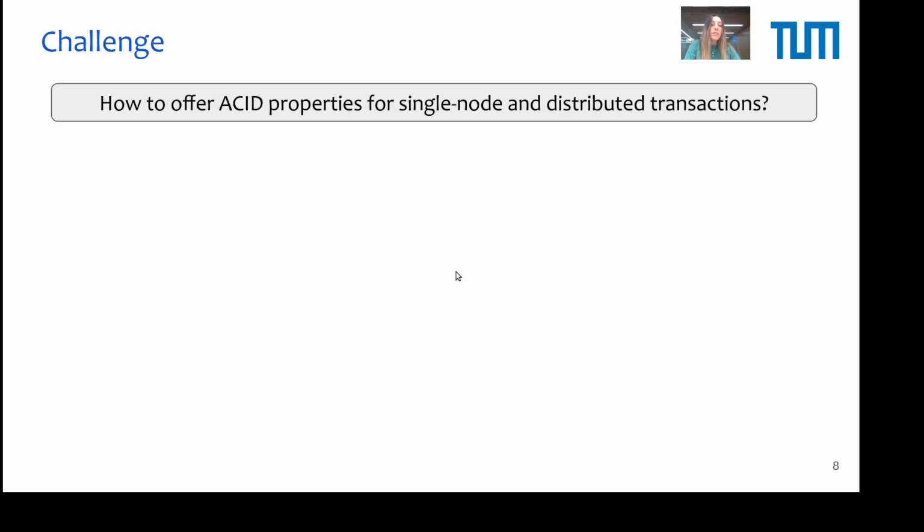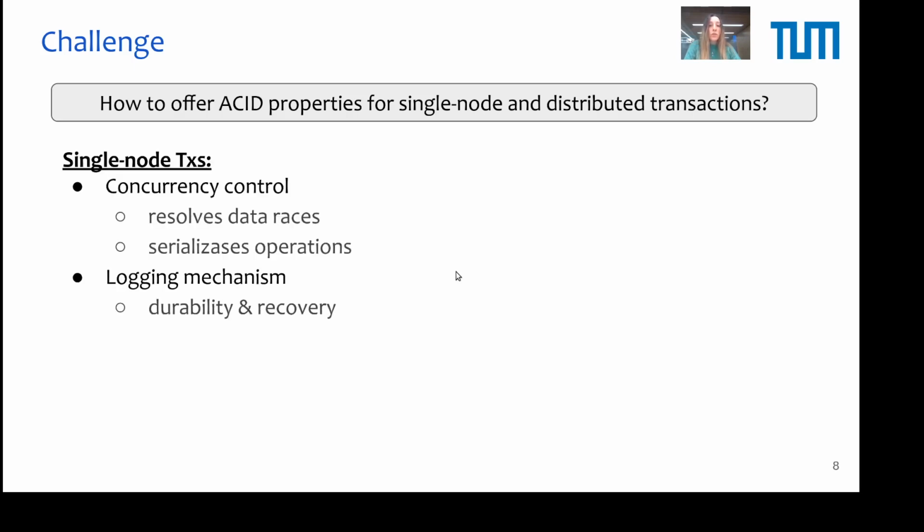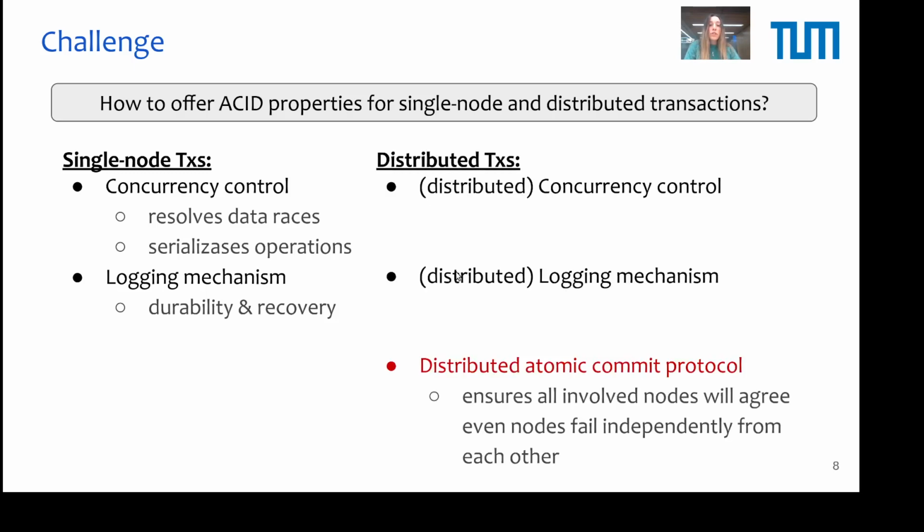So the real challenge about transactions is how we can guarantee these ACID properties both in single node and distributed settings. In both cases, there are some key ingredients that help us to achieve those properties. First, in single node transactions, we have concurrency control that resolves data races and serializes operations, and helps us ensure isolation and consistency. In addition, we also have a logging mechanism, or a logging policy, that helps us recover in case of a failure.